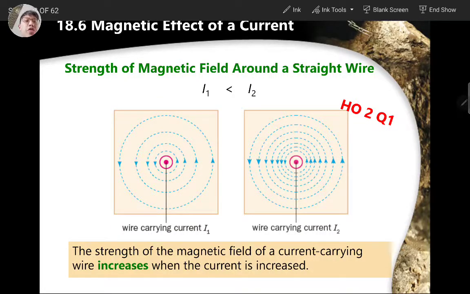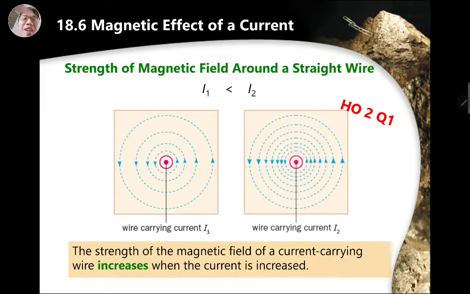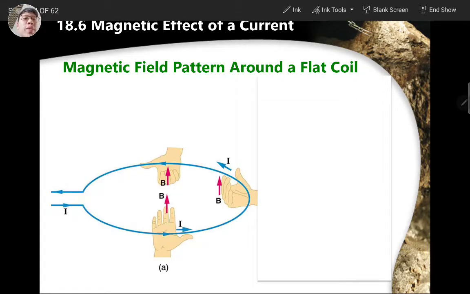Okay, so we're done with straight wire. We're going to move on to solenoid. But before we move on to solenoid, we're going to look at just one piece of a solenoid, like one section of it. Basically we're going to look at a flat coil first, just an individual flat coil.